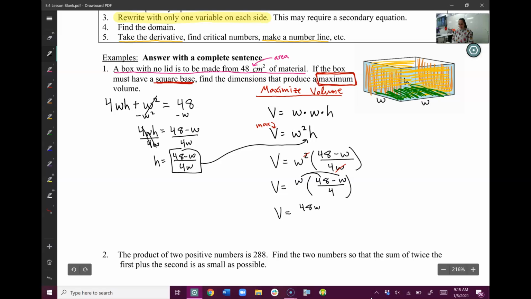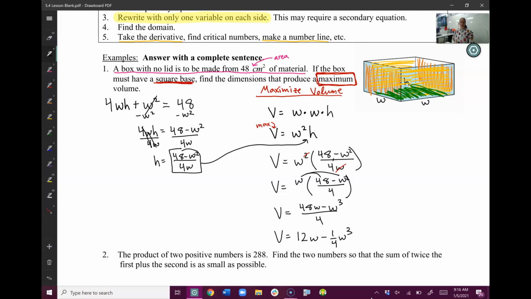So I get 48W minus, oh, oops, that should be W squared, isn't it? I was thinking something was wrong. And minus W squared. There we go. Minus W cubed. Ta-da! Much better. Okay, and last, I'm going to divide both of these by 4. So 48 divided by 4 is 12. And this one I'm just going to write as a 1/4. And now I can see this derivative is going to be way easier to take than that derivative.